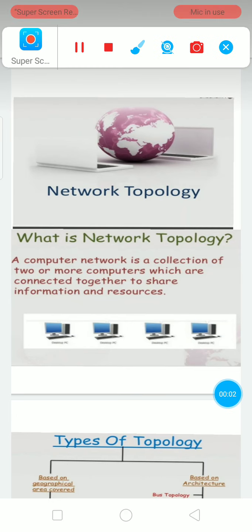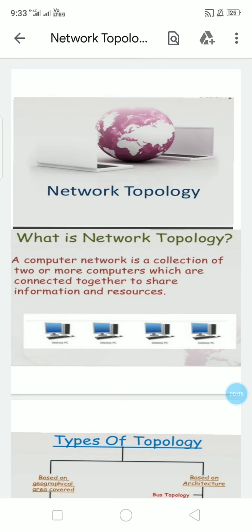Hello students, today we are going to learn about a network topology. So what do you mean by a network? A computer network is a collection of two or more computers which are connected together to share information and resources. The arrangement of nodes or computers on a network is called a topology.